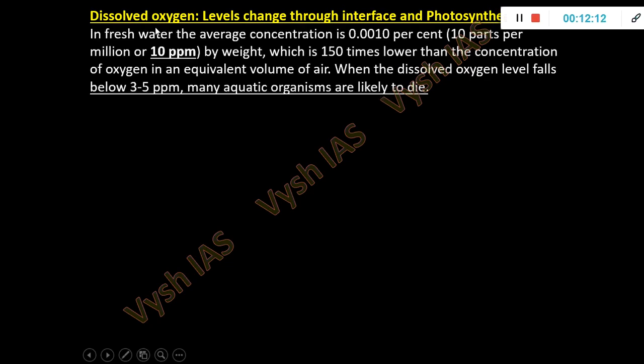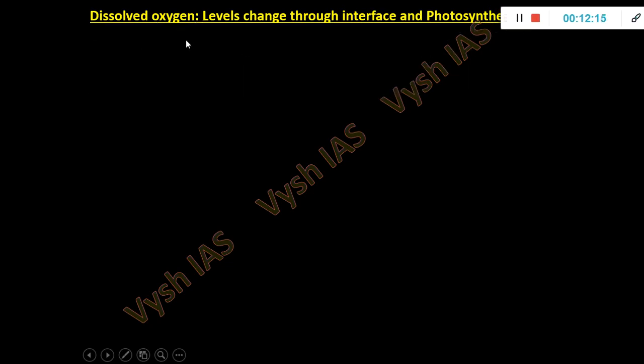Because you know, oxygen, how can it enter water? Either through the atmosphere, air water interface, oxygen can come, or when photosynthesis is happening, the plants will take in carbon dioxide and leave out oxygen. So these are two methods. So based on that, the dissolved oxygen level changes.